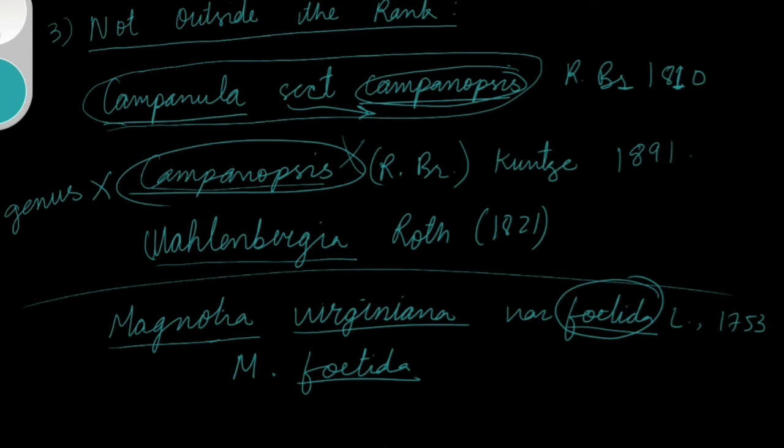So that is why this would be wrong, because you cannot put it in the specific rank, in the specific epithet. You cannot use the same name that is being used in the variety name. That is why a new name has to be given, which is Magnolia grandiflora. This would be considered as a correct name.